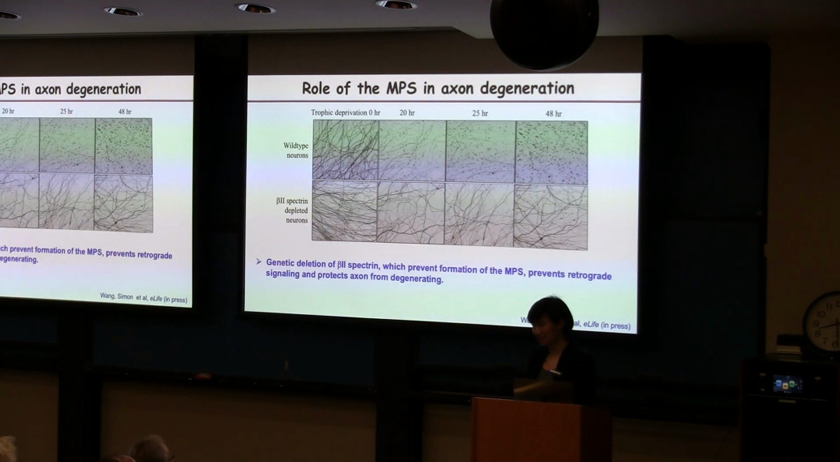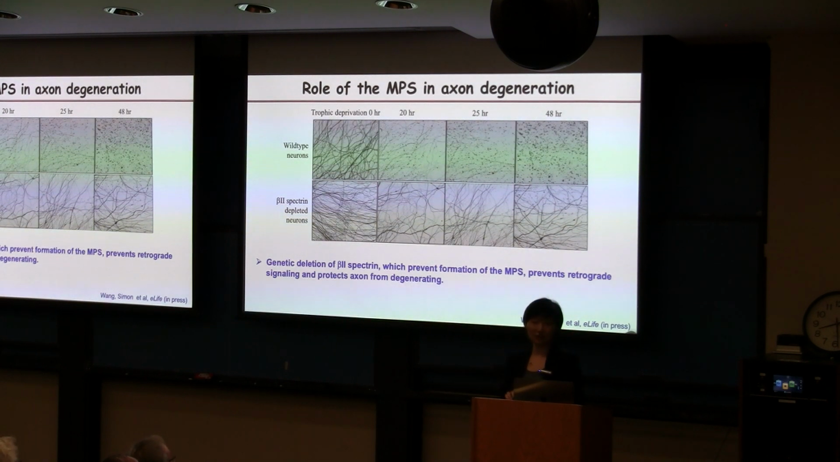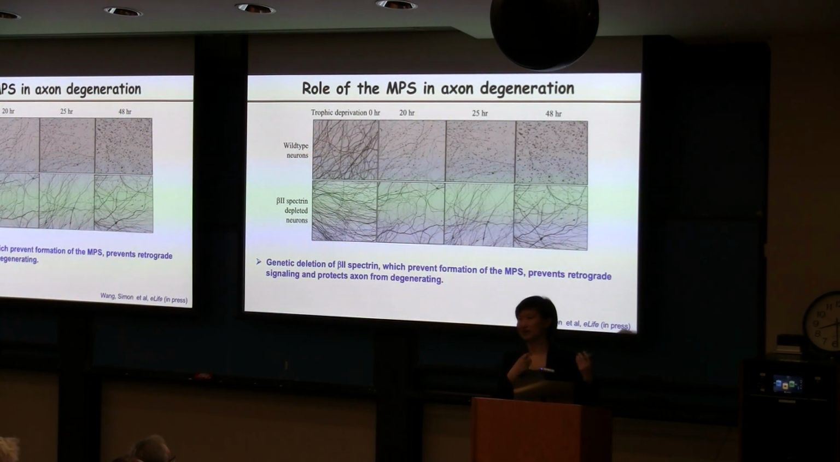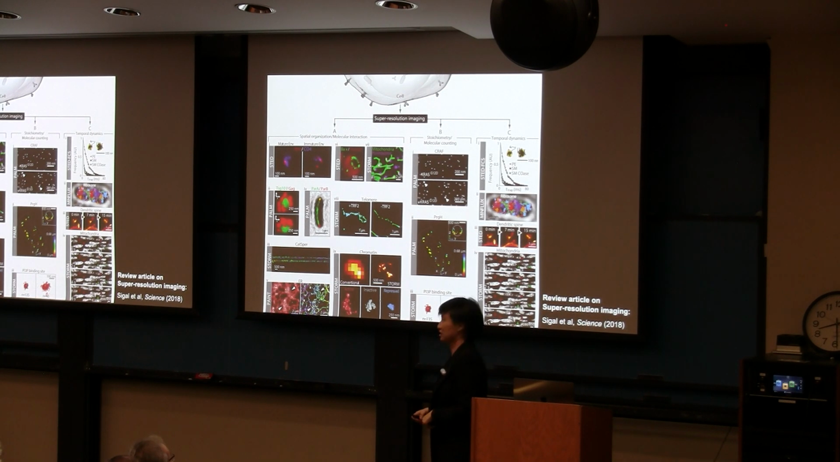So what we think is this MPS structure anchors signaling molecules that are important for retrograde signaling, and once the neurotrophin gets deprived, it releases these signaling molecules, and perhaps that way starts the axon degeneration. As I said, I have to make this story really short, but it has a lot more details in it. But I want to end this part by saying that, of course, we're not the only lab that does super-resolution imaging.